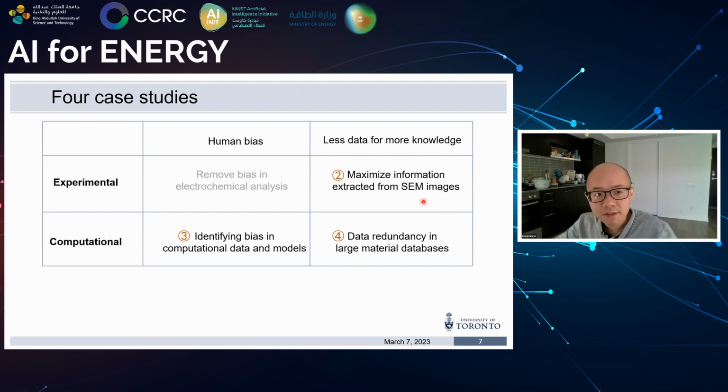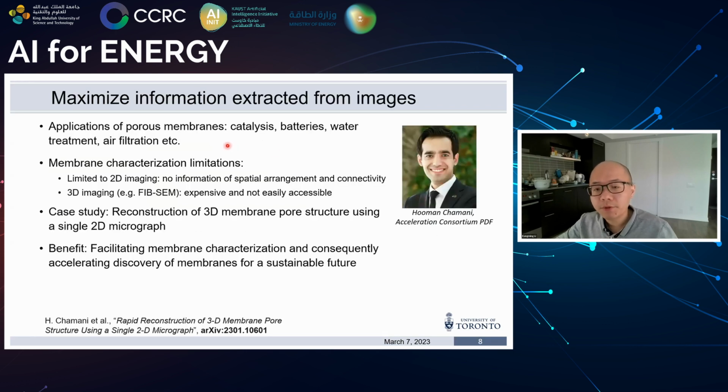The second case study is about maximizing the information extracted from the SEM image of a membrane. Membranes are vital materials in many applications, but their characterization is largely limited to 2D imaging techniques, which do not directly provide the 3D spatial arrangement and the connectivity of the membrane. On the other hand, 3D imaging techniques are expensive and time-consuming and also not always accessible.